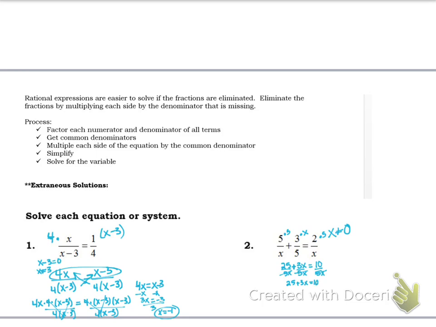So I would subtract 25 from both sides. I'd get a 3x is equal to negative 15. Divide by 3, I get x is equal to negative 5, and then I double check to make sure that was not my restriction, and it was not, so that is a good answer.